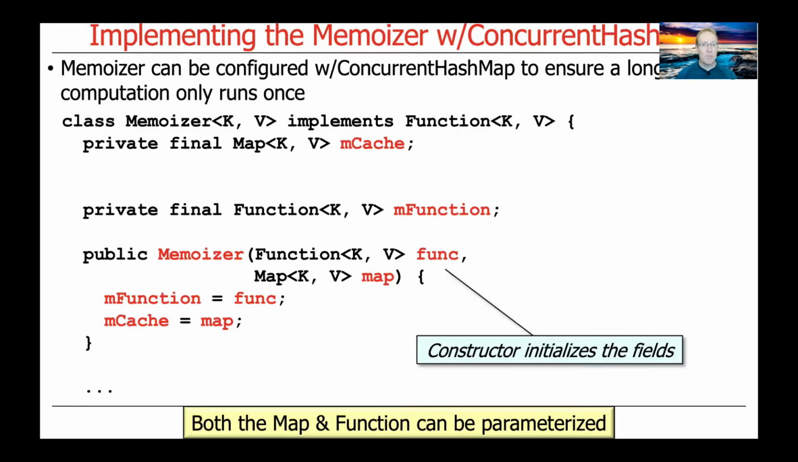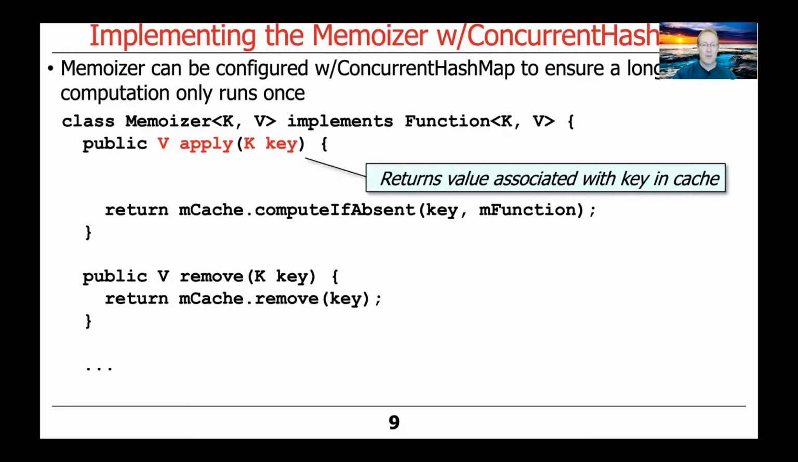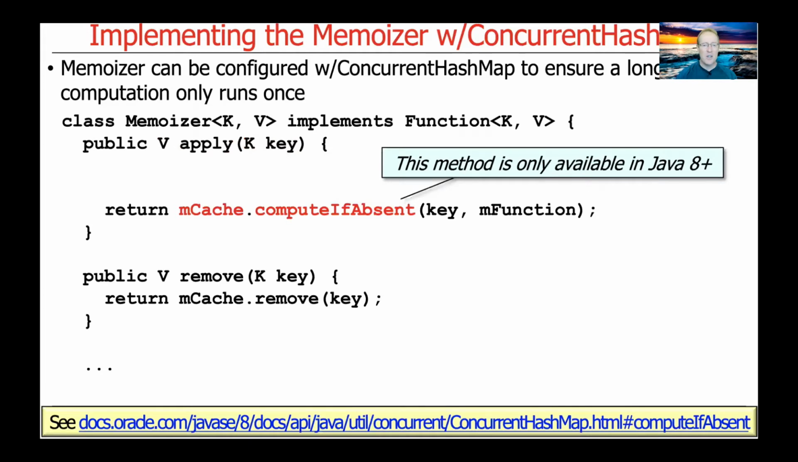And the reason we do this is we want both function and map to be parameterizable, because we want to be able to demonstrate how you could plug and play different implementations with different characteristics without changing our Memoizer implementation. Here is the apply method. Remember, because Memoizer implements the functional interface, it has to implement the apply hook method, the one and only abstract method defined in the functional interface. And what apply does is it takes the key and it returns the value that's associated with the key in the cache. Well, how does it get that knowledge? It uses the map's computeIfAbsent method.